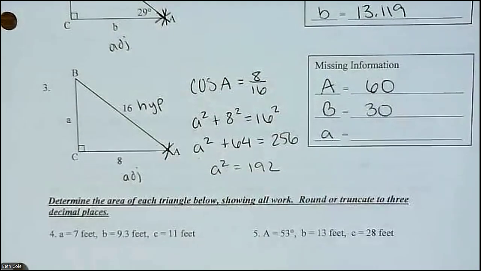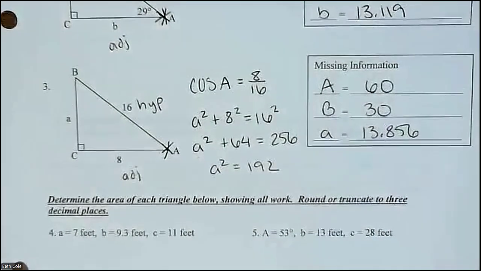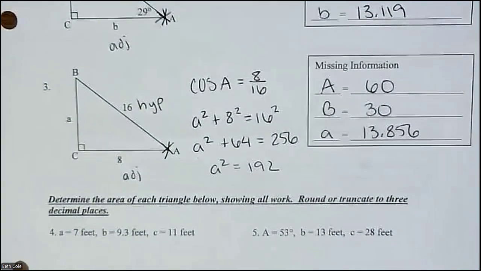And this, you can just put it as a decimal. So I'm going to just type in square root of 192. It is 13.856. I just typed that in the calculator. I just didn't feel like changing the screen again. Yeah, go ahead.